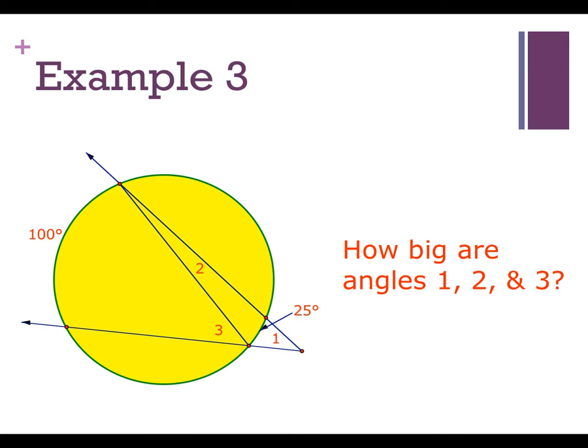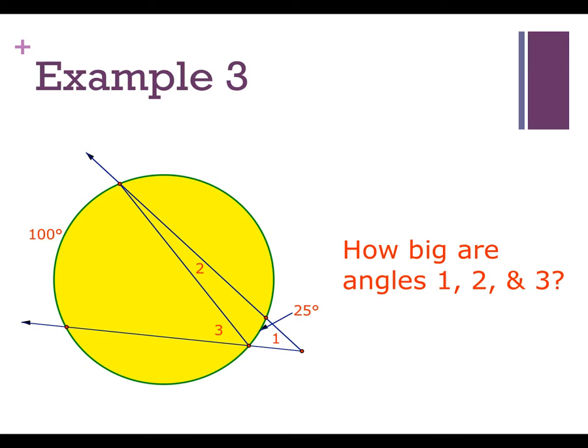How big is angle 2, Faith? Is it 12.5? Because it's 25 divided by 2. Why? Because the vertex is just on the circle. And we don't want to throw in that O word because it's going to confuse us.